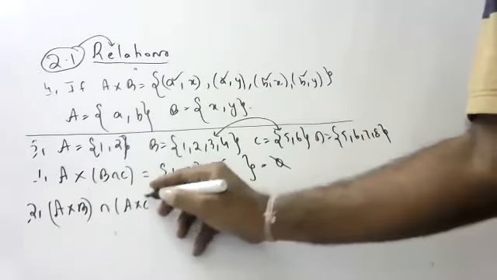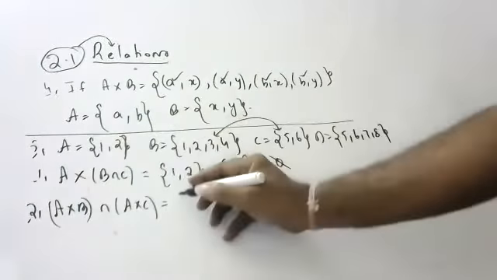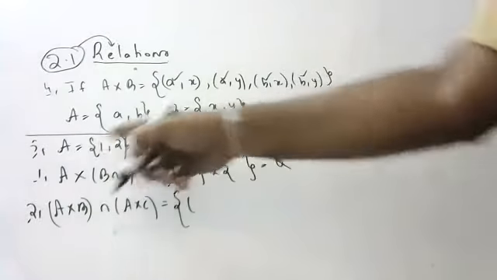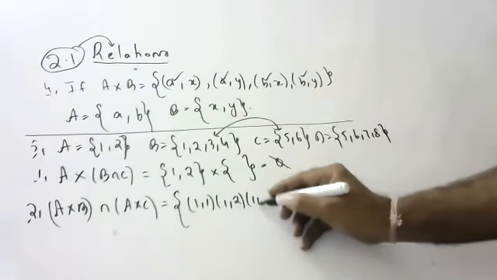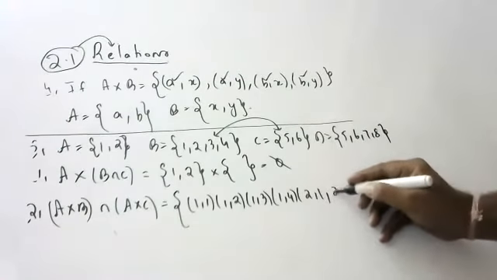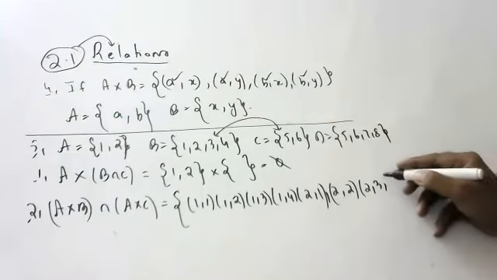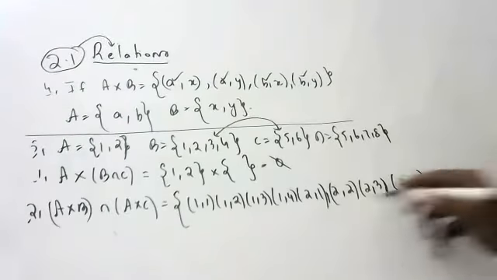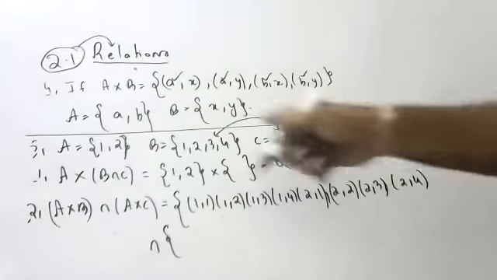Next one: (A cross B) intersection (A cross C). He is asking, can anyone tell what is A cross B, children? A cross B is (1,1), (1,2), (1,3), (1,4), (2,1), (2,2), (2,3), (2,4), intersection A cross C. A cross C, children.